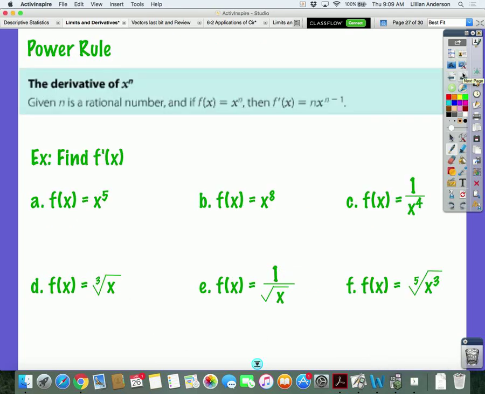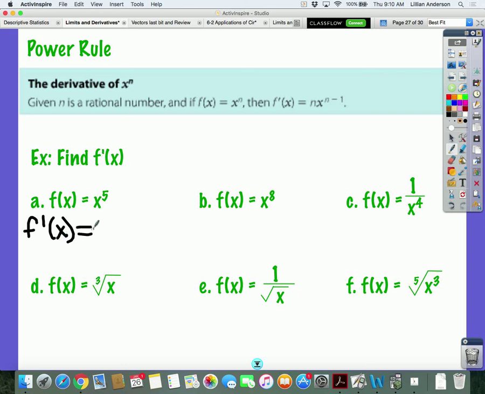Yes, the power rule. It is called the power rule of a derivative of x to the n. If n is a rational number, that's a whole number, a fraction, a negative number, then to find the derivative, all you do is you bring the exponent down to the front and then you subtract 1 from your exponent. That is the power rule. You can use that. So no more long formal definition unless they ask you to do that.